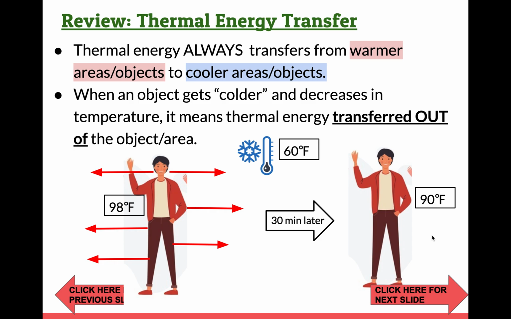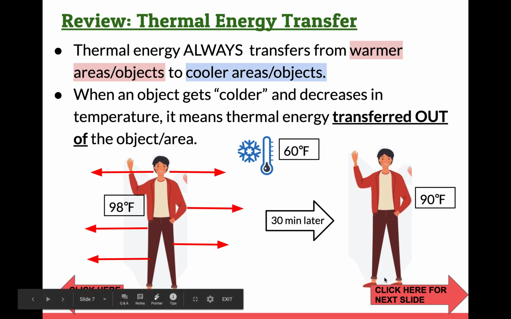Now, one more time. Some people kept putting the wrong answer on the quiz. Coldness from the outside did not enter your body. Coldness does not move. So the reason why you got colder, the reason why your body temperature drops, is because thermal energy left your body. Coldness did not enter. Instead, thermal energy left your body to the colder area, and that's why your body gets colder, because thermal energy left it.